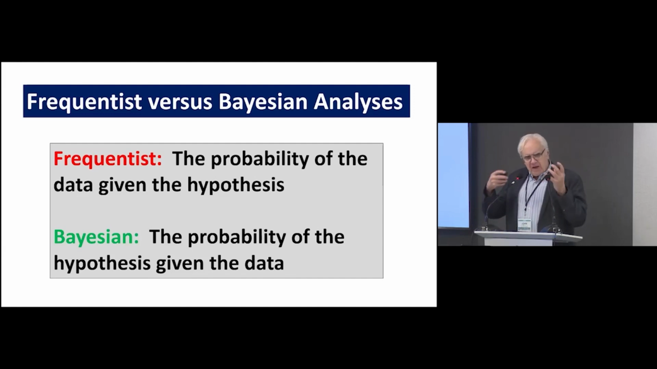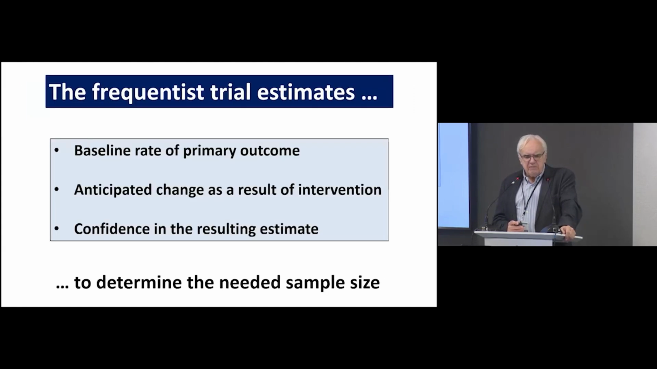They're kind of complementary approaches, but they involve different assumptions, and to my mind, they reflect a different perspective, and I've become increasingly enthused by Bayesian thinking because it is what I do as a clinician. I think in a Bayesian framework. So a frequentist trial estimates the baseline rate of the primary outcome, the change resulting from the intervention, and the confidence in the resulting estimate. And that's how you calculate a sample size for a clinical trial.